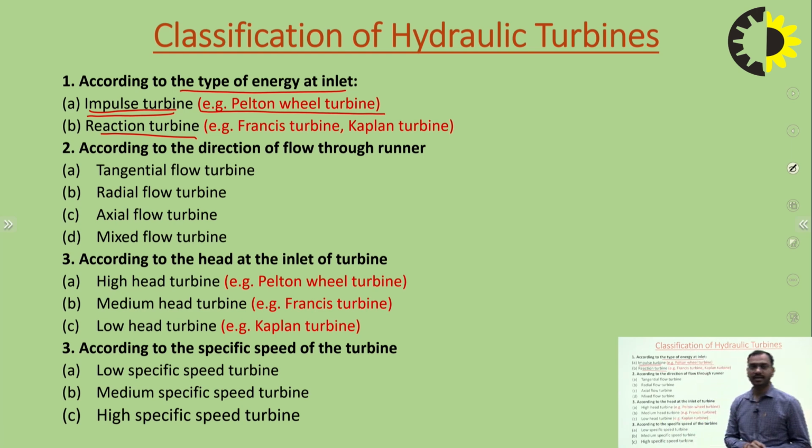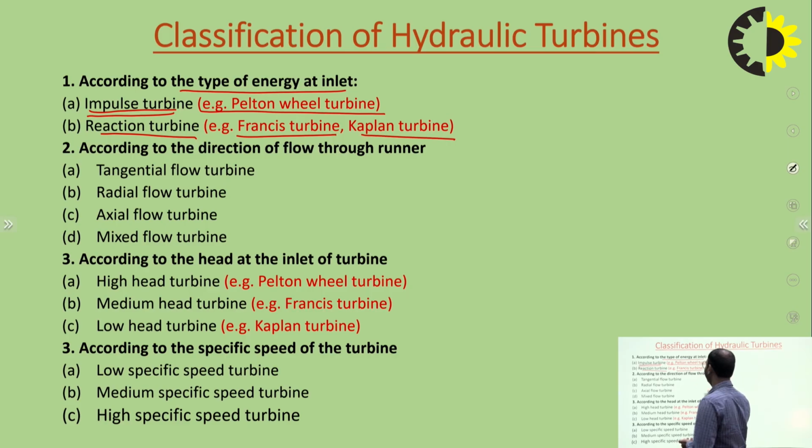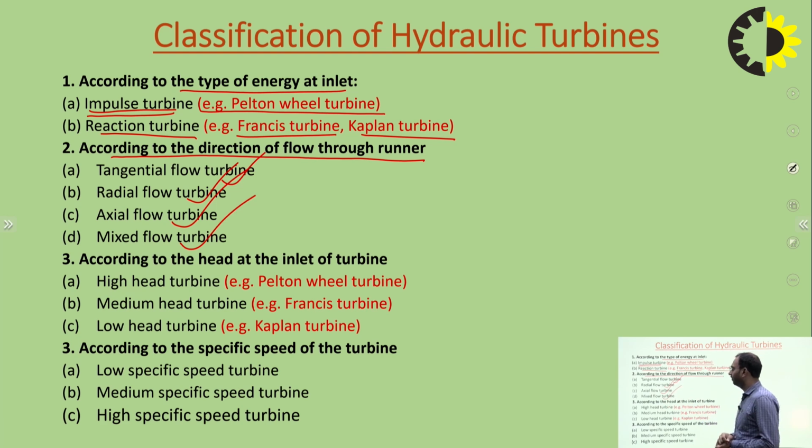And what is a reaction turbine? If at the inlet of the turbine there is pressure energy as well as kinetic energy, then this turbine is called a reaction turbine. The examples of reaction turbines are the Francis turbine and Kaplan turbine. Then the second classification is according to the direction of flow through the runner. So the turbines are called tangential flow turbine, radial flow turbine, axial flow turbine and mixed flow turbine. The example of a tangential flow turbine is the Pelton wheel turbine.